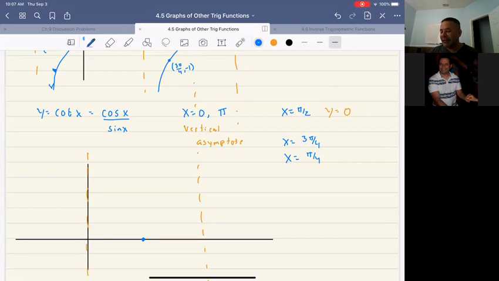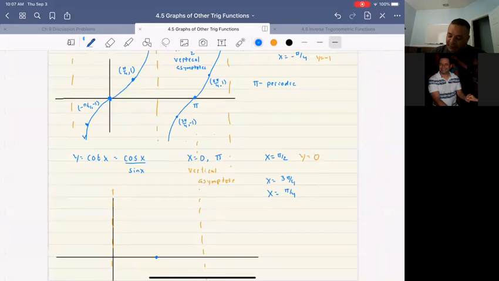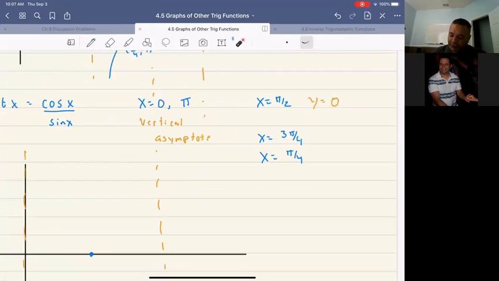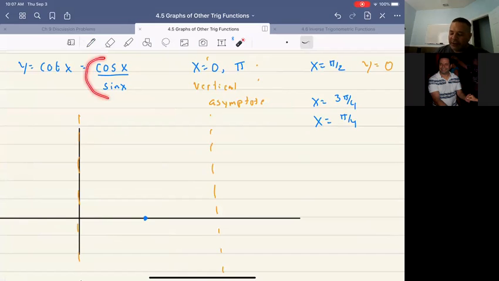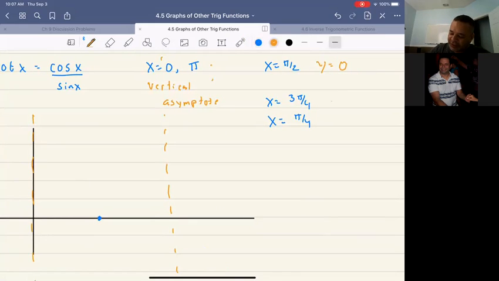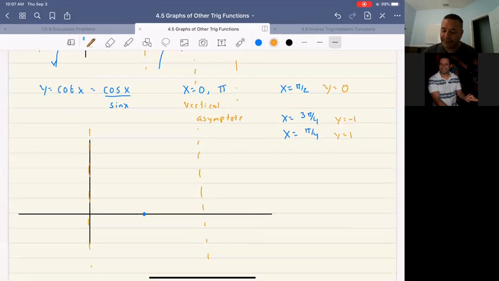Now, here's where it gets a little bit strange. You have to think about it a little bit. At 3 pi over 4, for example, what quadrant does that live in? If you said second quadrant, that's absolutely right. So one of them is negative and one of them is positive, but otherwise they've got the same absolute value. So the cotangent is going to be -1 there, just like it was for tangent. And at pi over 4, since that's in the first quadrant, they're both going to be positive. You're going to get +1.